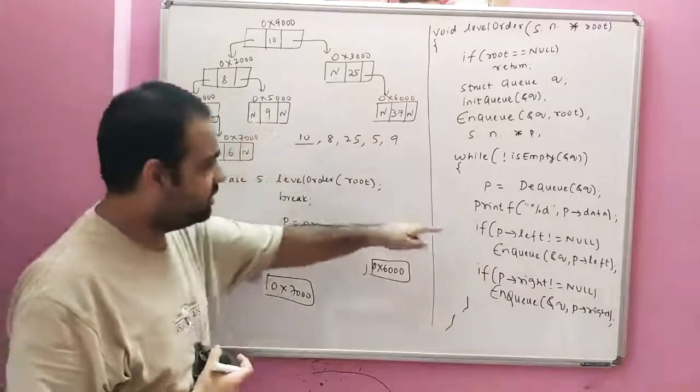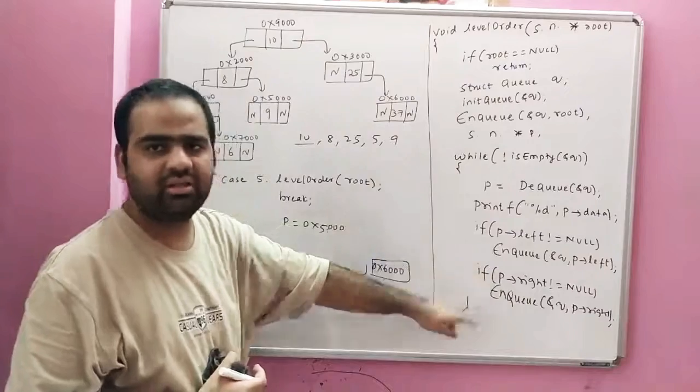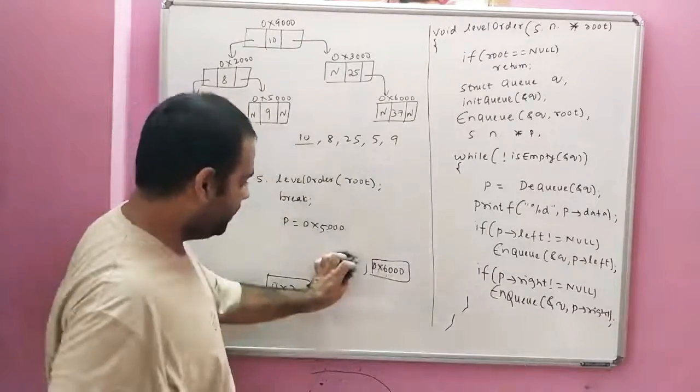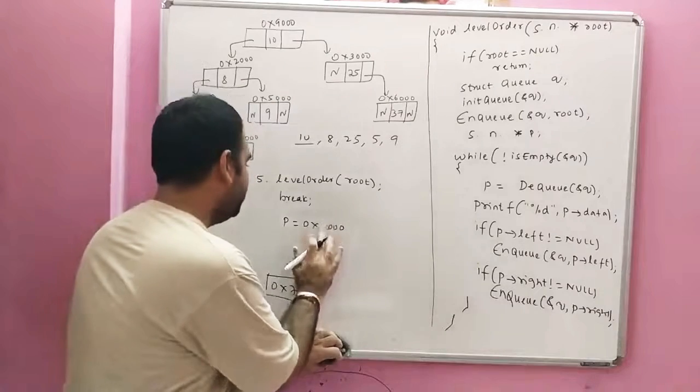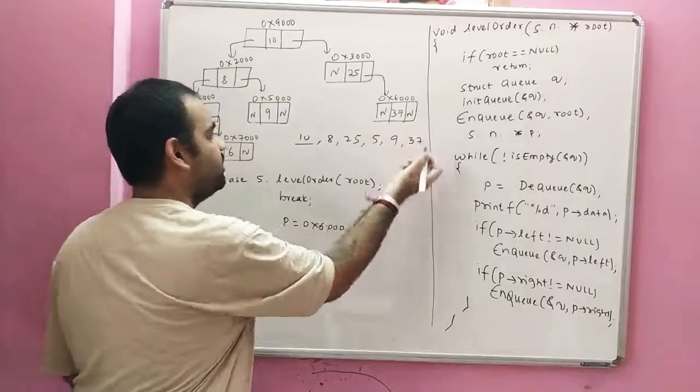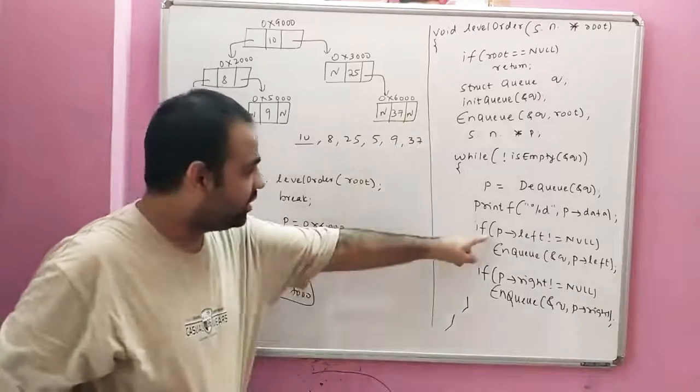5000 arrow left is null. Null not equal null is false. 5000 arrow right is null. Null not equal null is false. Therefore do not enqueue anything. Go back. Q is not empty. Yes, p is equal to dq. What do you dq? You dq 6000 from the queue. Print 6000 arrow data. What is 6000 arrow data? It is 37.